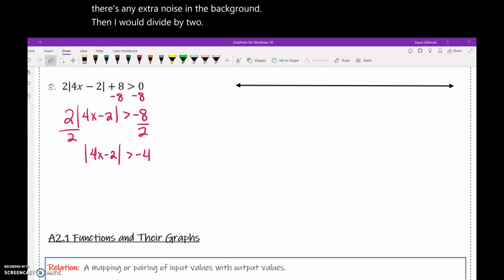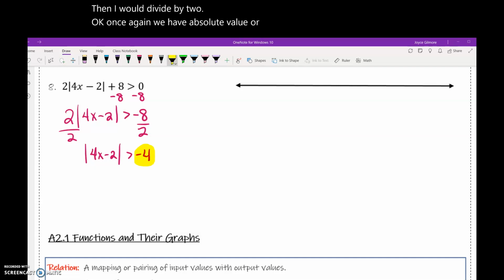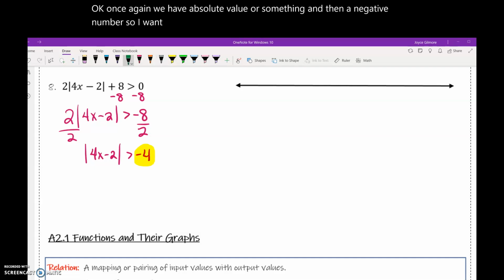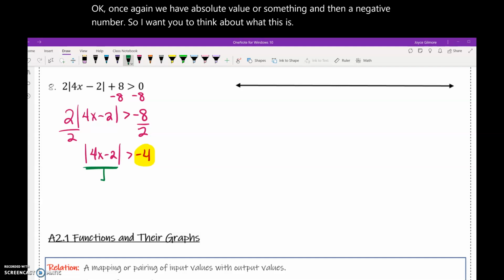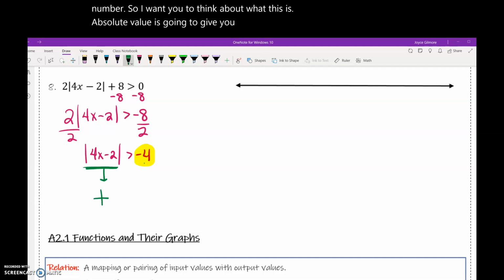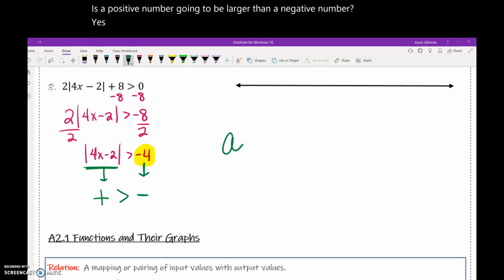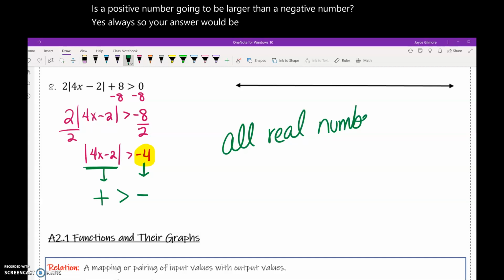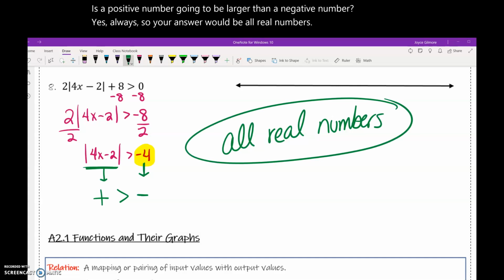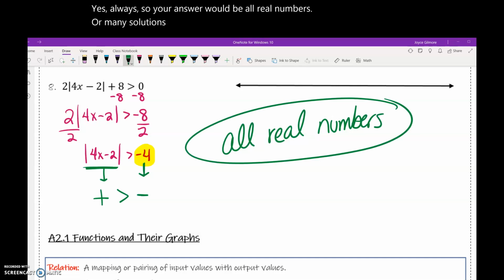Okay, once again, we have absolute value of something and then a negative number. So I want you to think about what this is. Absolute value is going to give you a positive. -4 is a negative. Is a positive number going to be larger than a negative number? Yes, always. So your answer would be all real numbers, or infinitely many solutions, or however you want to write that.